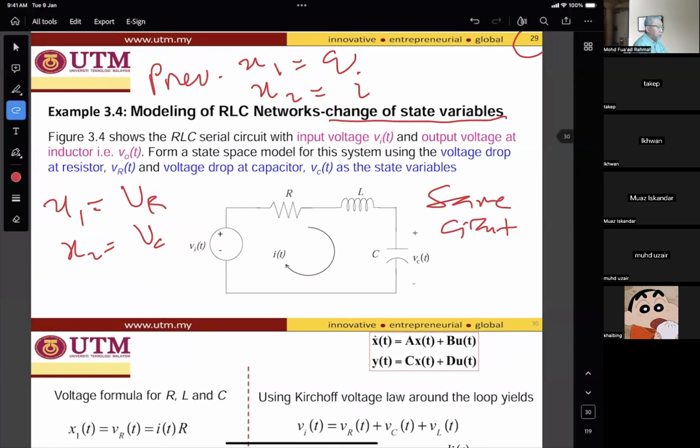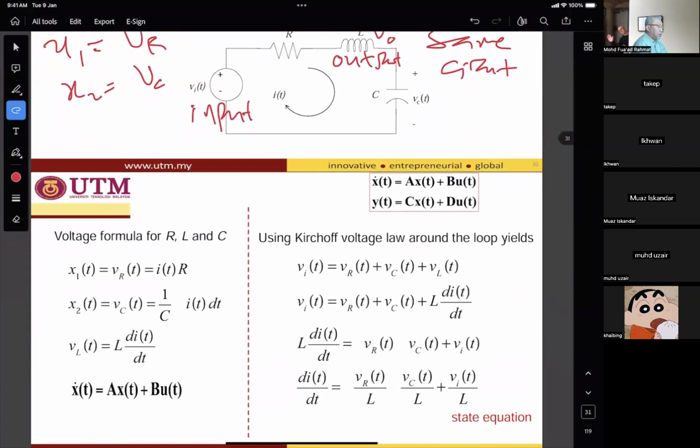Input same, and the output is same at the inductor. Input, output same. So we derive. Our target is to find the state equation and the output equation, SE and OE.